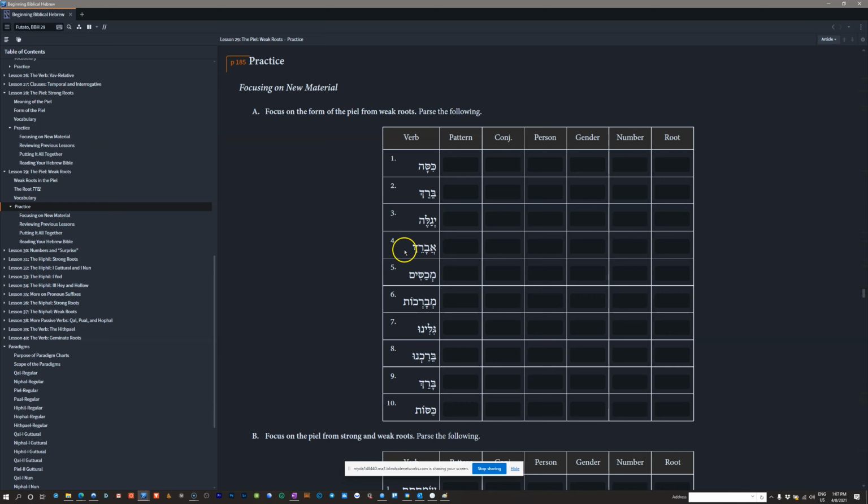Number 4 here, we've got a pretty good example of a PL imperfect 1CS. The difference between this and a strong verb is that we've got a guttural in R2, so we lose our dagesh again. And here, our R1 patach, to compensate for the loss of the dagesh, lengthens to a kametz.